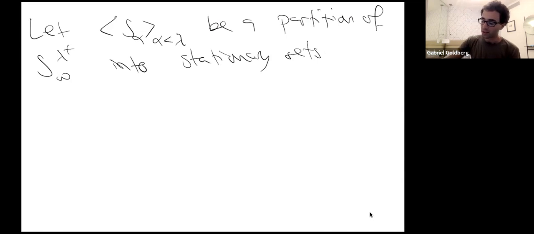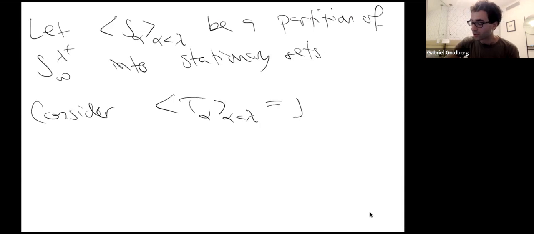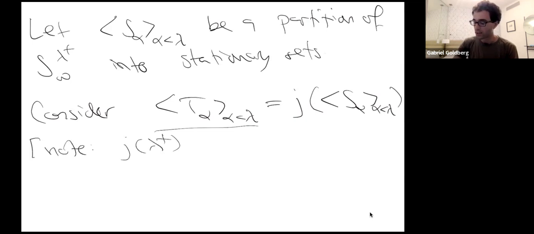Then what you do is look at the partition T alpha for alpha less than lambda, which is given by just applying this embedding to the sequence of stationary sets S alpha. By elementarity, this is again a partition of lambda plus into stationary sets, because J of lambda plus is equal to lambda plus. So we're just using the fact that J is an elementary embedding from V to V. So these properties, like being a partition of S lambda plus omega into stationary sets, are all preserved by J. Now the point is that T kappa, where kappa is the critical point, has to actually intersect J image lambda plus.